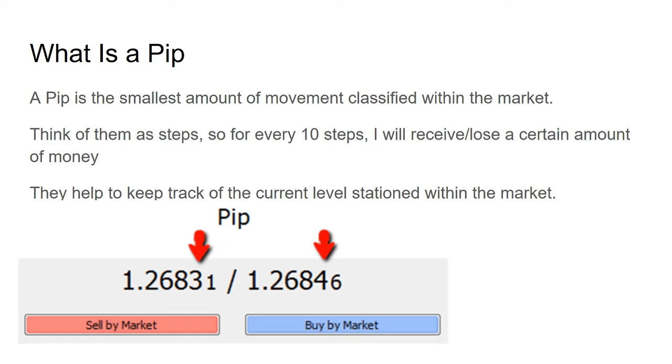Me personally, I like to see PIPs as like steps. So, say for every 10 steps, I will receive or lose a certain amount of money, or a certain amount of PIPs. Okay. Now, this is basically my definition of their purpose, and it kind of helps keep track of where price is currently at within the market.